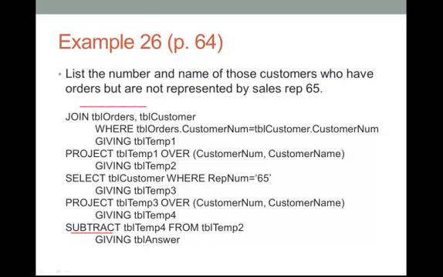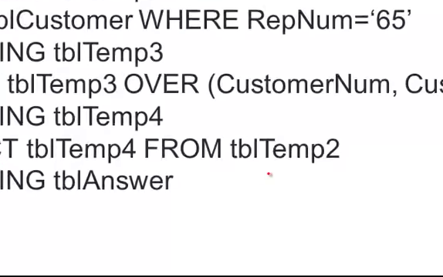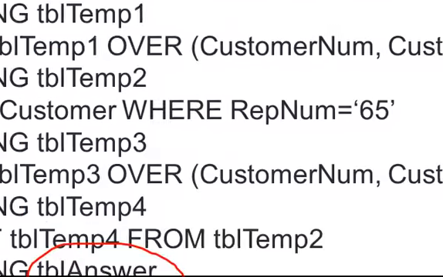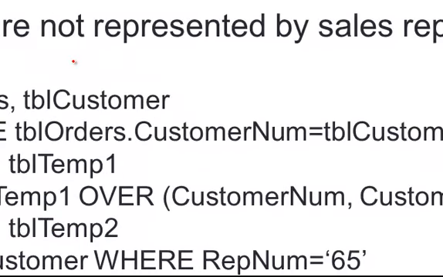So this is showing me everybody. This is showing me only those who are 65. And I'm saying we'll take everybody who's 65 out of everybody and store that resulting data set in table answer. Thus I'm getting everyone who is not represented by salesman 65.